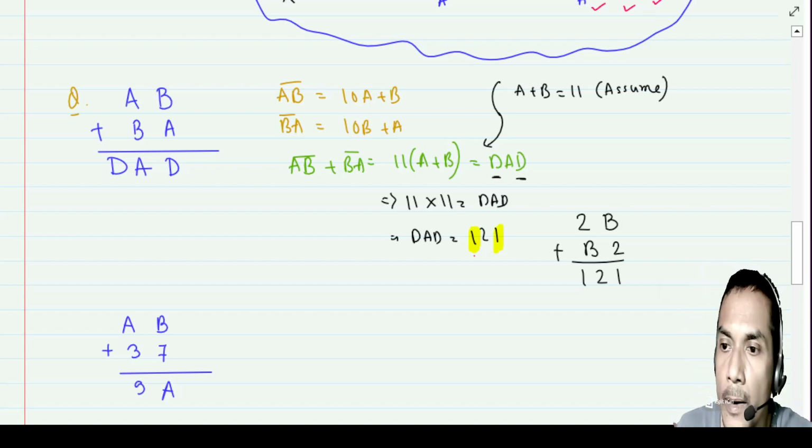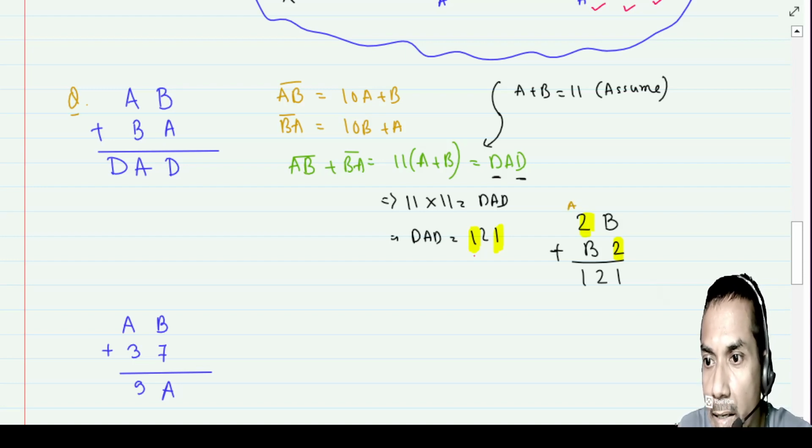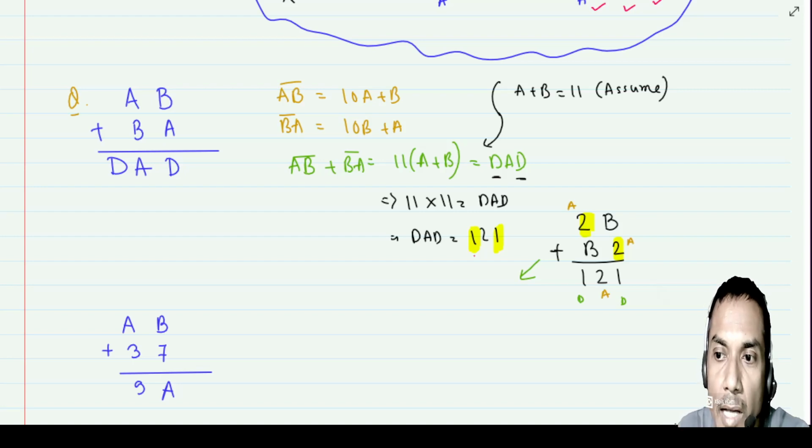Okay. Now we get A, right? These are all A. This is A, this is A, this is also A. Clear? And this is D. Okay. So we get A and D. Now how do we get B? From the unit place, it is very clear that B plus 2 plus something is not possible to become 1. So there must be a carry forward.